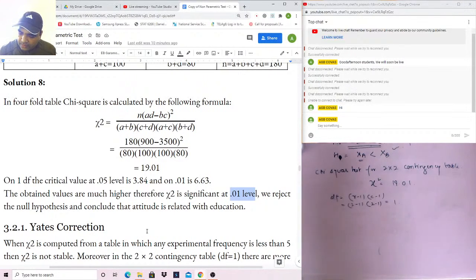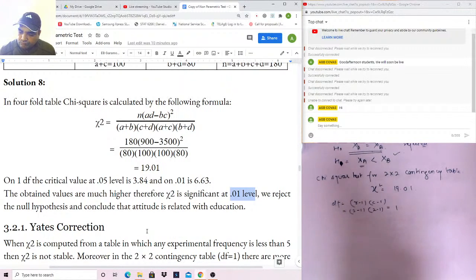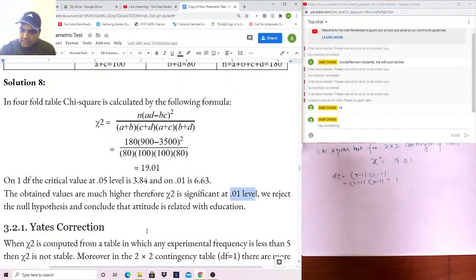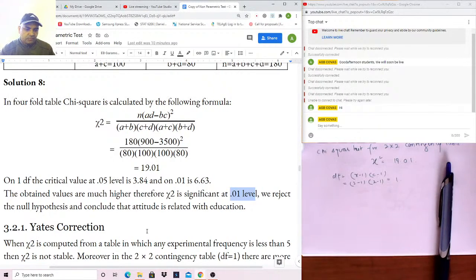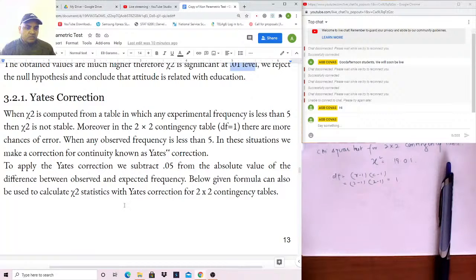But sometimes what happens is that in our data, some of the frequencies are less than 5. Okay, so when chi-square is computed from a table in which any experimental frequency is less than 5, then chi-square is not stable. Moreover, in a 2 by 2 contingency table, because degrees of freedom are 1, there are more chances of error. So when any observed frequency is less than 5, in this situation we make a correction for continuity, and it is known as Yates correction. Okay, what is it called? It is called Yates correction.